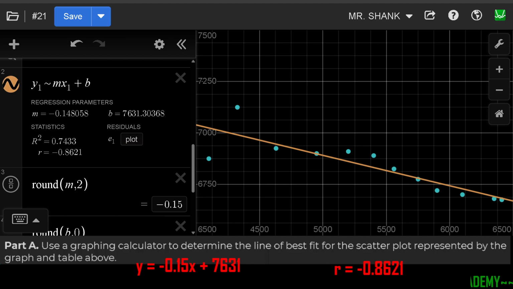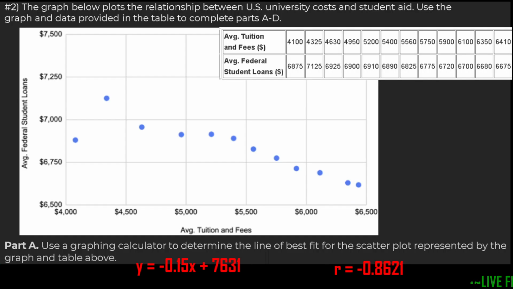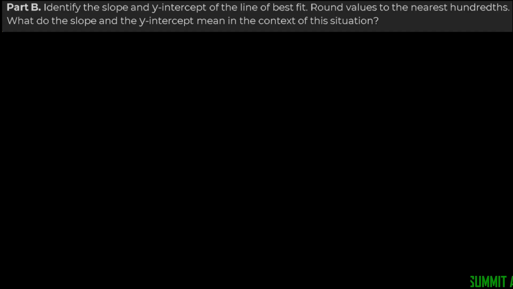All right, so now let's move to part B. Part B says identify the slope and y-intercept of the line of best fit, rounding those values to the nearest hundredth, which is what we did. And it asks, what do the slope and y-intercept mean in the context of the situation? So a couple different things here.